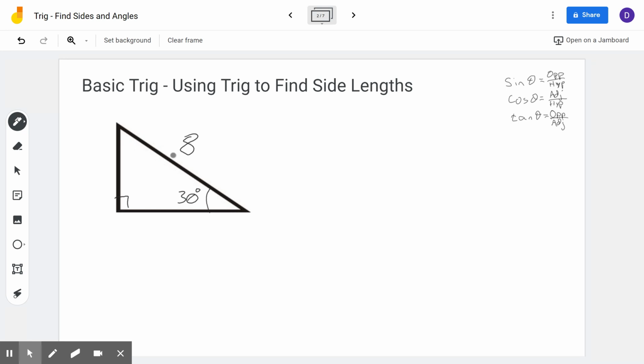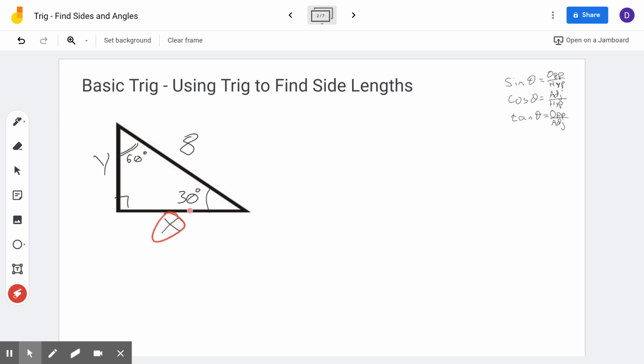Well, real quick, if this is 30, then what angle is this? Anybody? It's 60. Now, we're not going to use that here, but I just want you to know that. So you're going to find y and x. Well, let's choose first. We've got the hypotenuse. Do we want to do the opposite or adjacent? Well, because x is before y, let's do that.